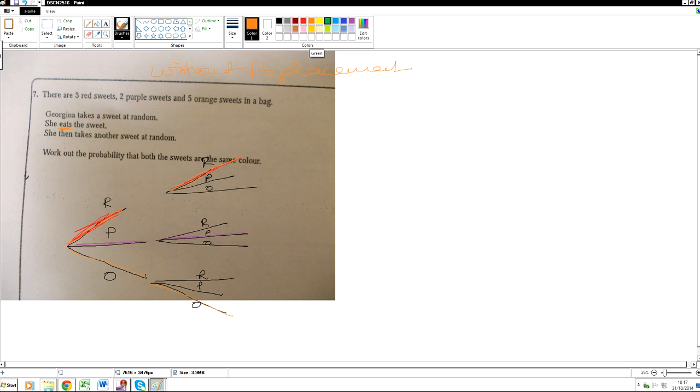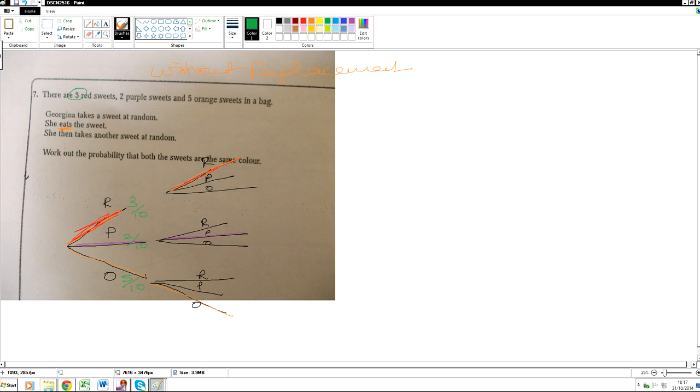Okay, what color are we going to choose? I don't know. So the probability of red was what? How many red sweets was there? 3 out of 10. That's right. If you add them all up, 3 add 2 is 5, is 10. So that's going to be 3 out of 10. And the purple was what? 2 out of 10. And the bottom one was 5 out of 10.